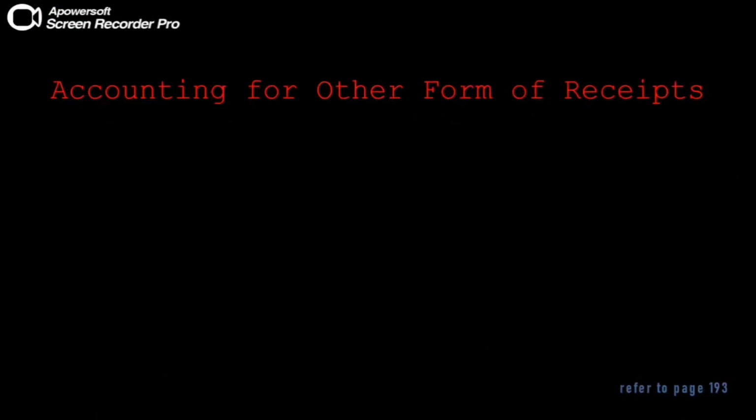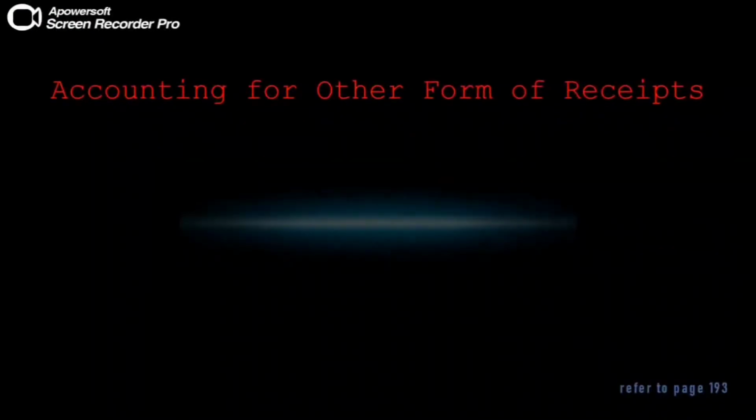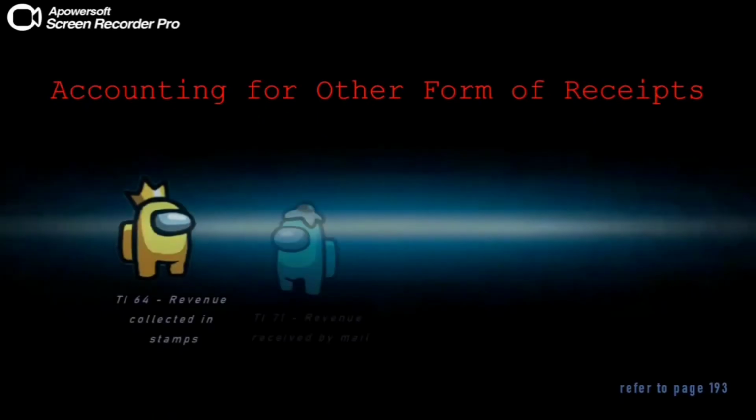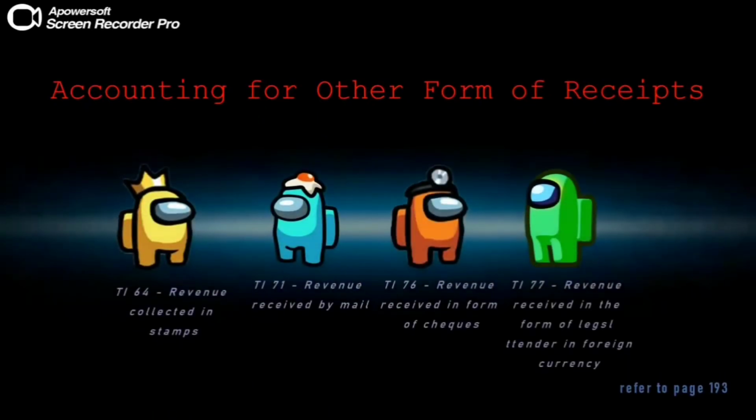Next one is accounting for other form of receipts. There will be 4 treasury instructions. The first one is Treasury Instruction 64, which is about revenue collected in form of stamps. Stamps mean adhesive, and stamps should be affixed by a person paying in such revenue and must be cancelled by the authorized officer. You guys can refer this to page 193.